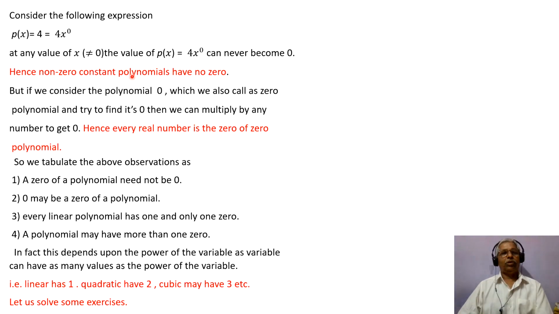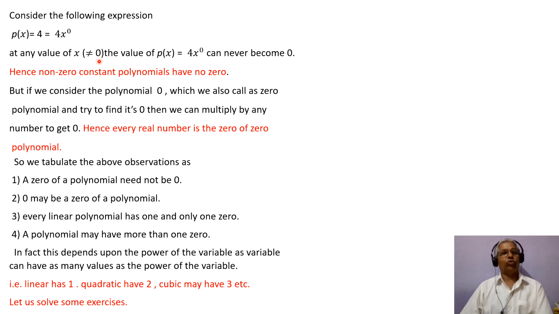This is a very important point. Try to understand this. I have made it simple for you. Consider the following expression: p(x) equal to 4, which can be written as 4 into x raised to 0. Now see, we have x raised to 0, at any value of x except 0.